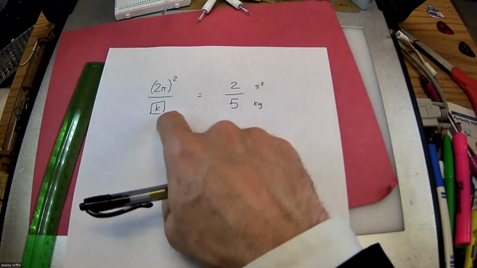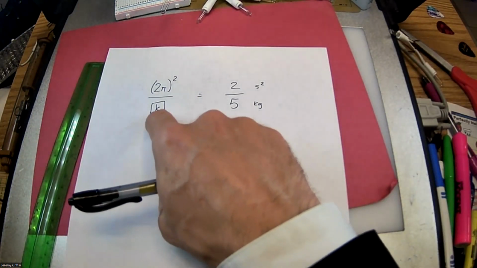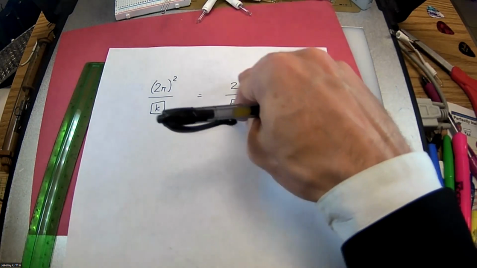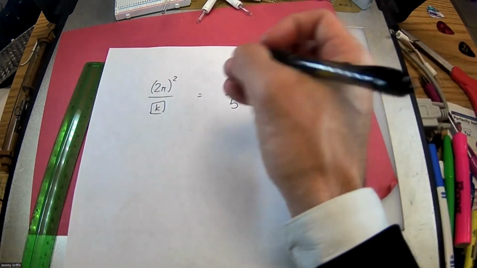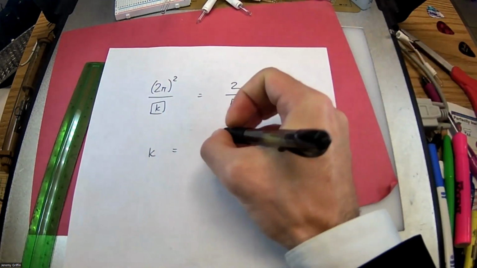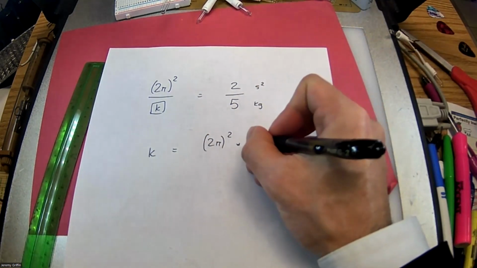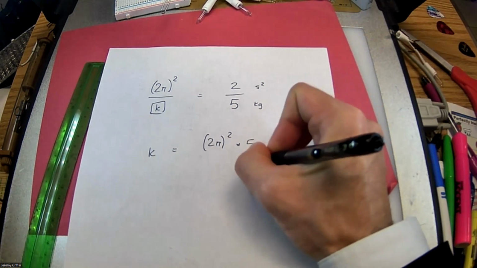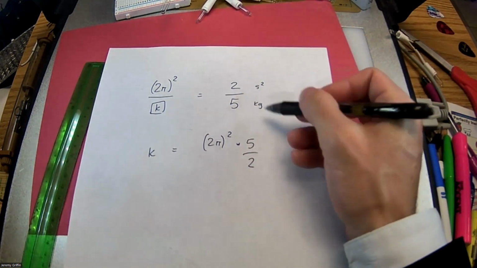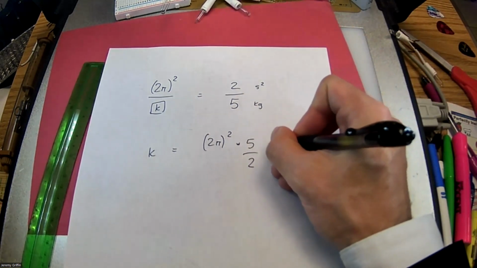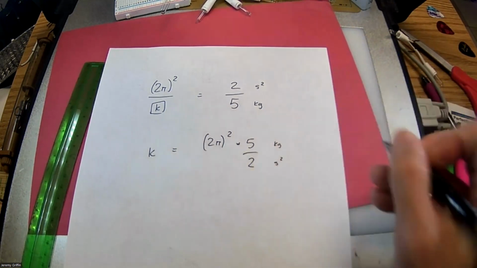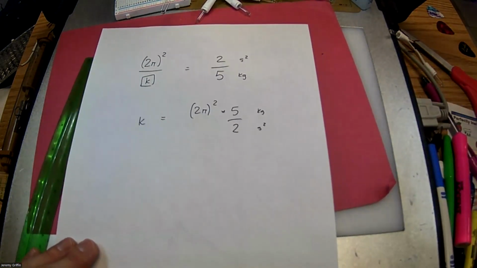Okay. So see, I could cross multiply the k and take the 2 over 5 and multiply it the other way. Okay? So k is equal to 2 pi quantity squared times 5 on 2. And then the units are kilogram per square second, which is the same thing as Newton per meter, right? Newton per meter.